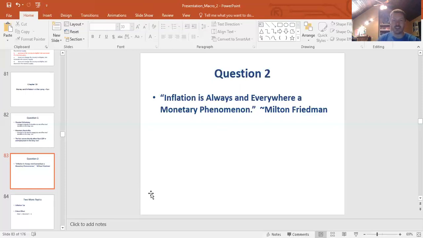Inflation is always and everywhere a monetary phenomenon. Growth in the money supply has tremendous effect on inflation in the long run. Inflation is intimately related to growth in the money supply. Just over the long run, I'm going to oversimplify a little bit. Again, we're just covering the principles. We're not going into the details. But over the long run, if growth in the money supply is 10%, you're going to see that inflation is going to be pretty close to that.